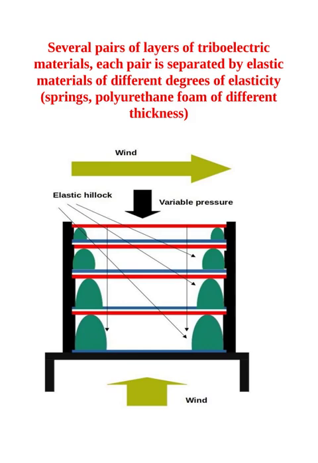Several pairs of layers of triboelectric materials, each pair separated by elastic materials of different degrees of elasticity: springs, polyurethane foam of different thickness. A multilayer structure is used to generate electric current.